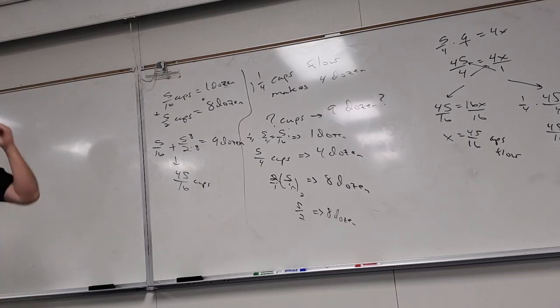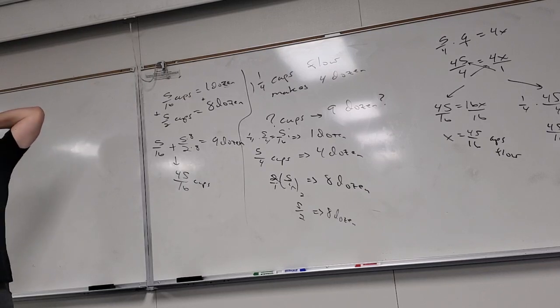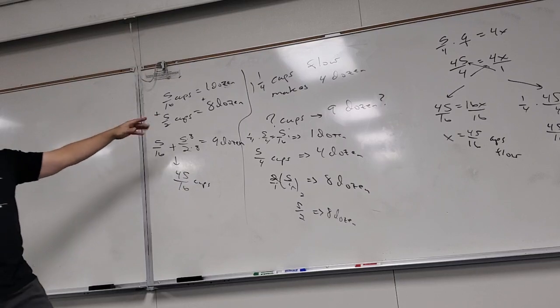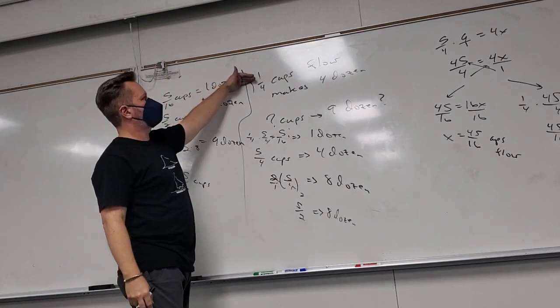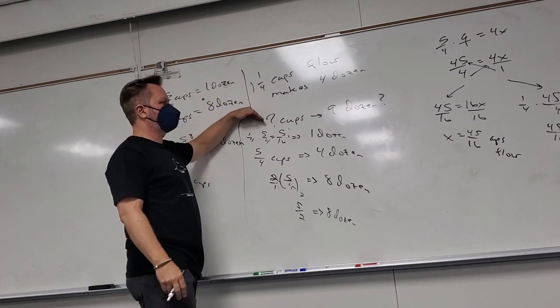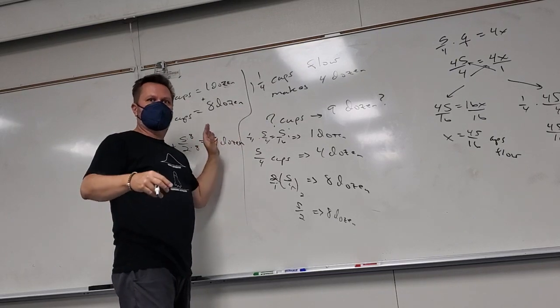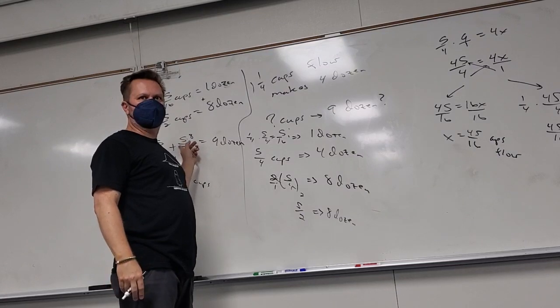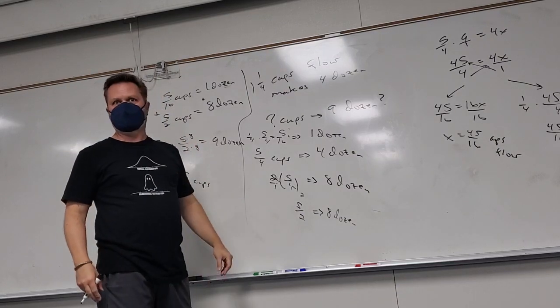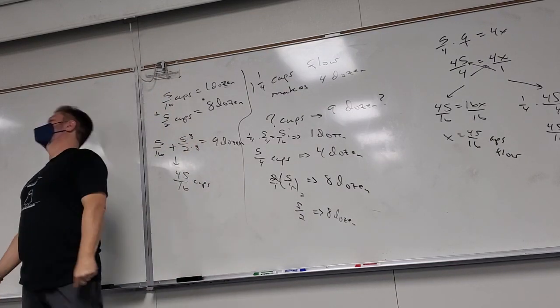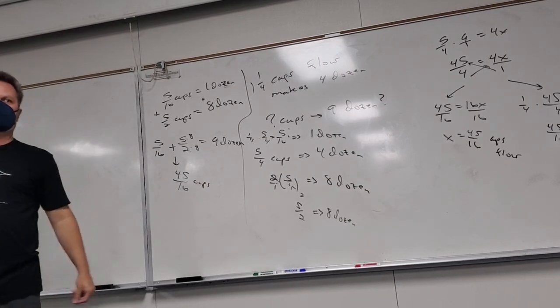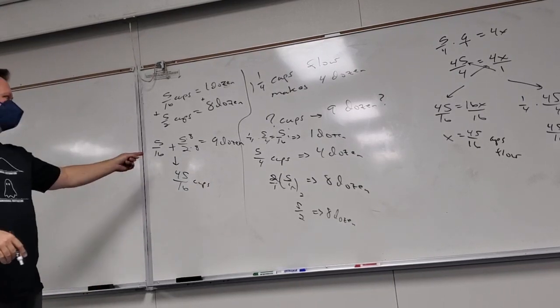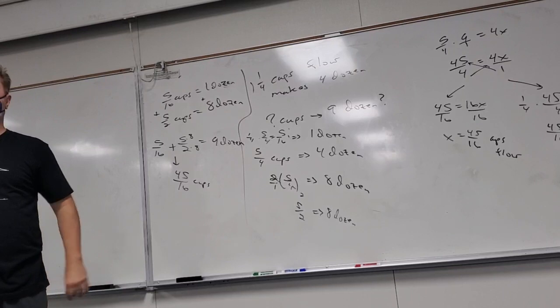So if you asked us a question on the test, would it be fine if we did that method? If I just said, solve the problem. If I just said, 1 1/4 cups makes 4 dozen, how much to make 9? If I said, use proportions, then this is out, right? So guess what I'm probably going to say. But still, you can do that on the side just to make sure your answer makes sense when you get it.